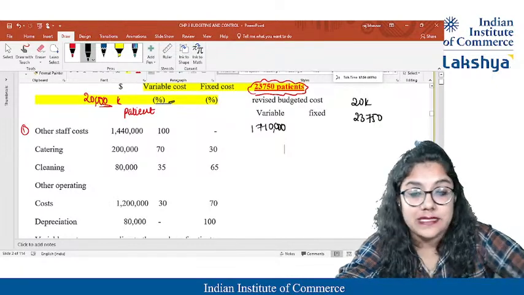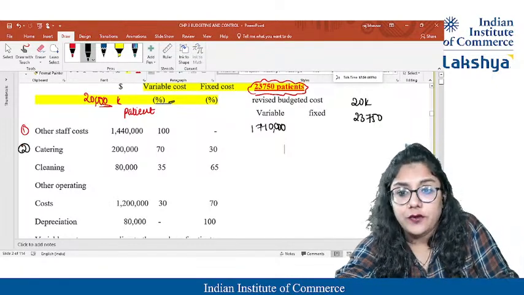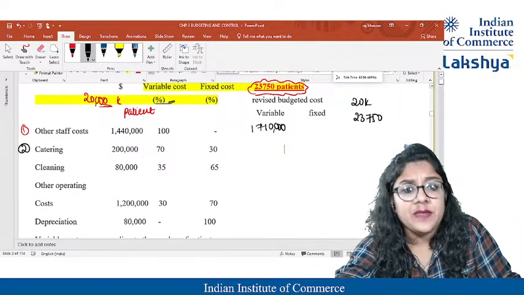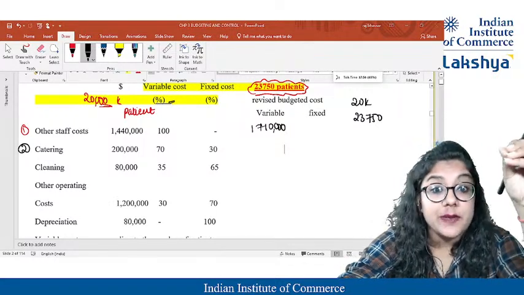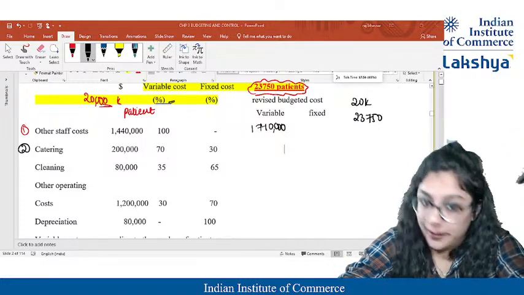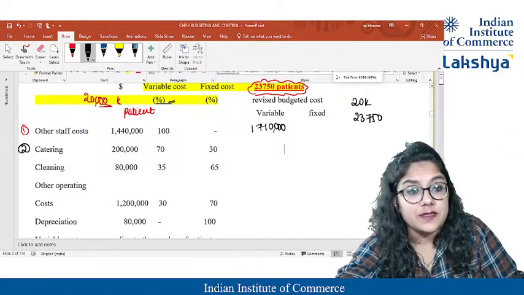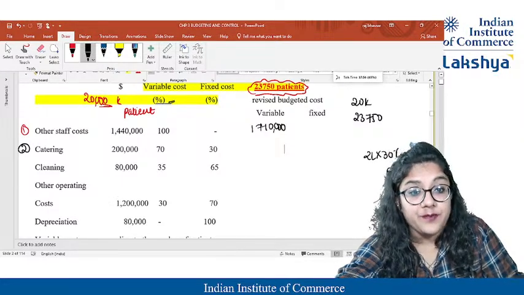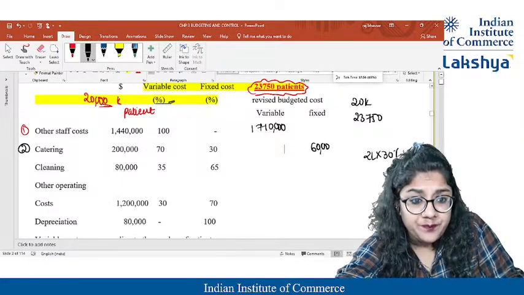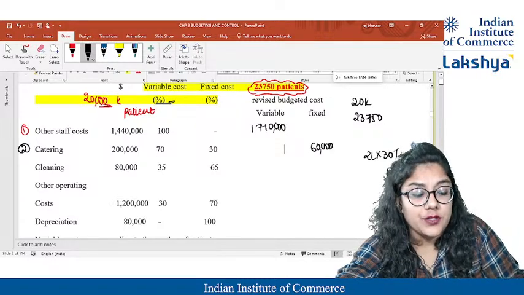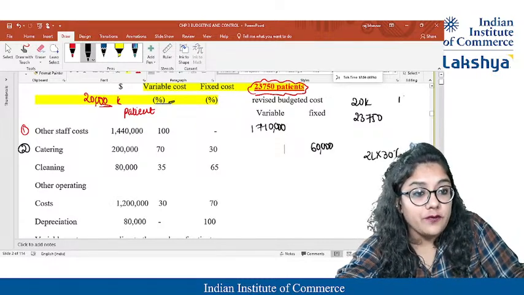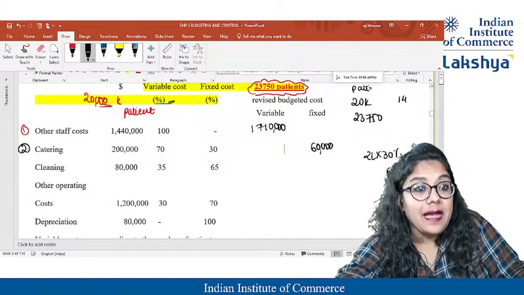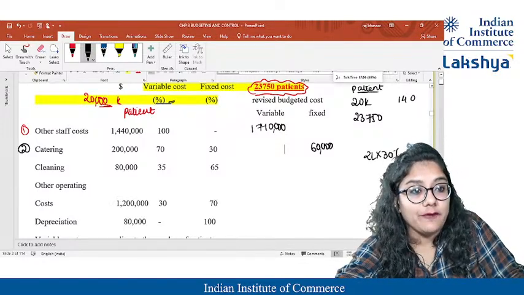Okay, do it for the second. Catering cost of 2 lakhs: 70% is variable, 30% is fixed, irrespective of how many patients you have. So 30% of 2 lakhs comes to 60K fixed. So in fixed we have 60,000. In variable, minus 60K, for 20K patients I am having a cost of, let's say, 1 lakh 40.